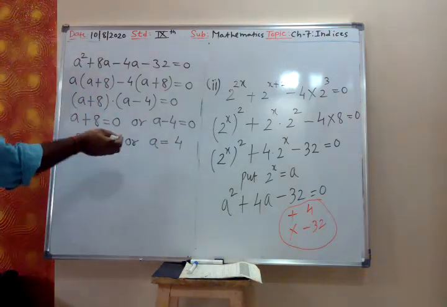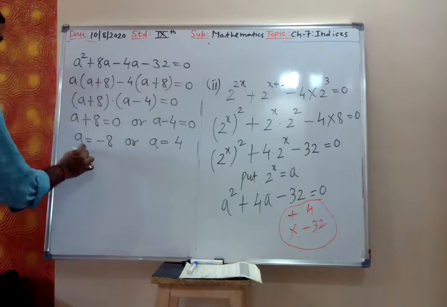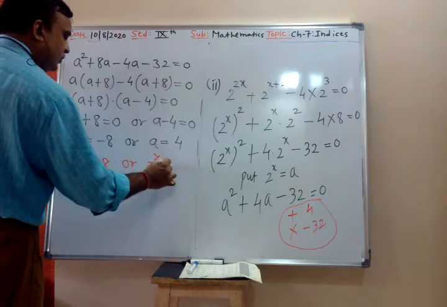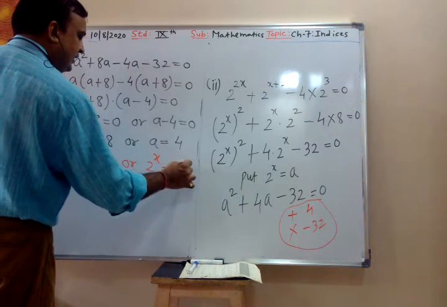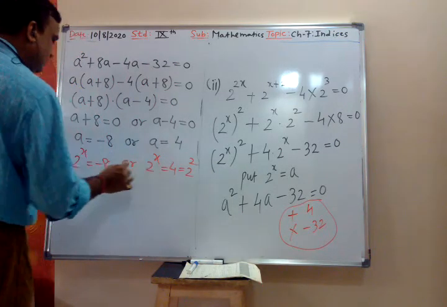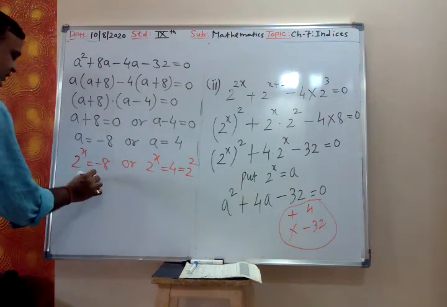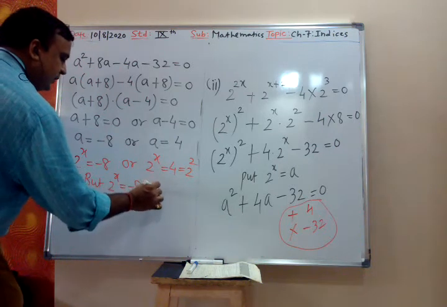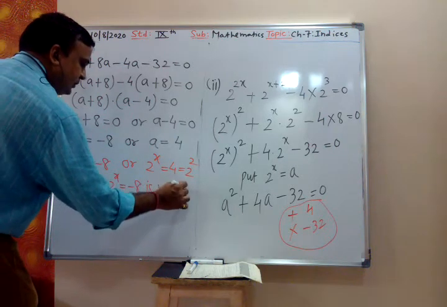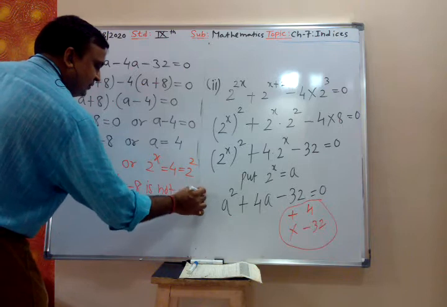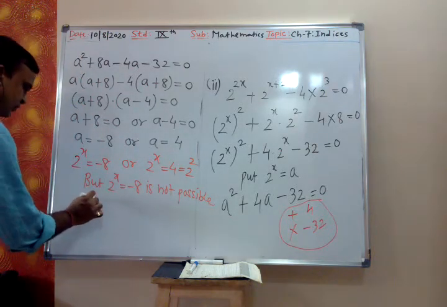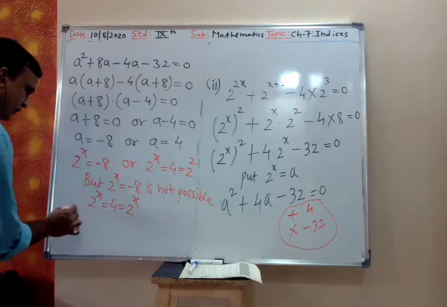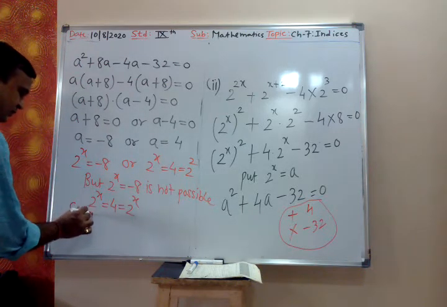So what is the value of a? A is 2 raised to x. 2 raised to x is minus 8 or 2 raised to x is 4. 4 I can write as 2 raised to 2. But 2 raised to x is never negative. So 2 raised to x is equal to minus 8 is not possible, because 2 raised to x is never negative. So that gives you 2 raised to x is equal to 4, which is 2 raised to 2. So comparing power, you will get x is equal to 2.